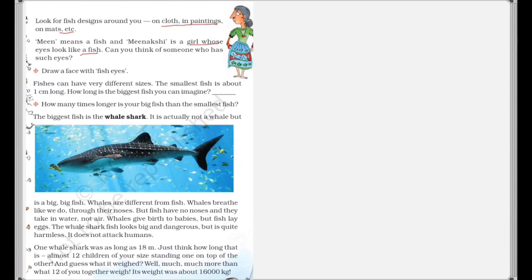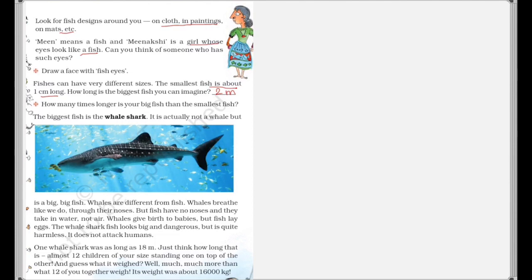Now fishes can have very different sizes. Okay, the smallest fish is about 1 centimeter long. Okay, can you imagine just a 1 centimeter long fish? And how long do you think is the largest fish? Can you just guess? Okay, just give it a guess. Maybe 1 meter long or 2 meter long. Just give it a guess, and then we'll see how long it actually is. How many times longer is your big fish than the small fish?